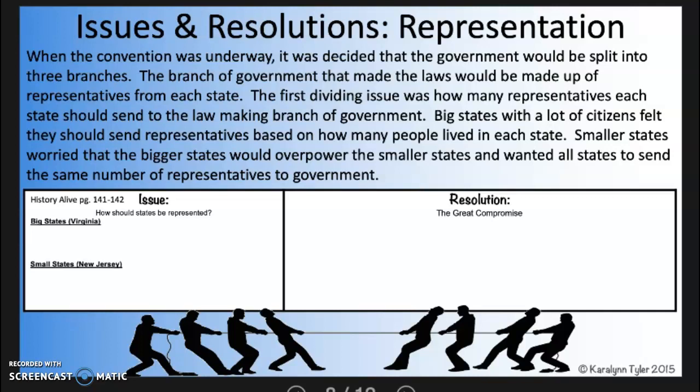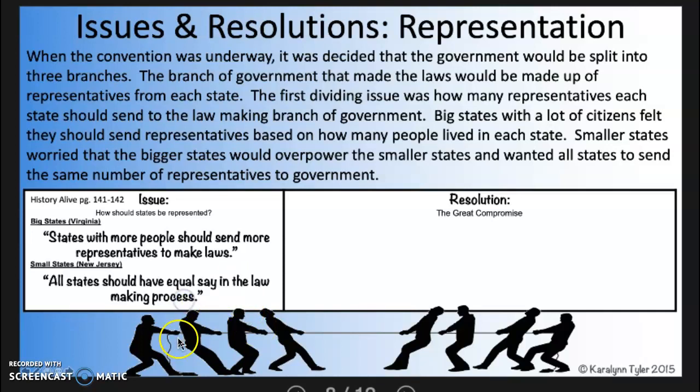representation. When the convention was underway, it was decided that the government would be split into 3 branches. The branch of the government that made the laws would be made up of representatives from each state. So this first dividing issue was how many representatives each state should send to the law-making branch of the government. Big states with a lot of citizens felt they should send representatives based on how many people lived in that state, but smaller states worried that the bigger states would overpower the smaller states and wanted all states to send the same number of representatives to government.